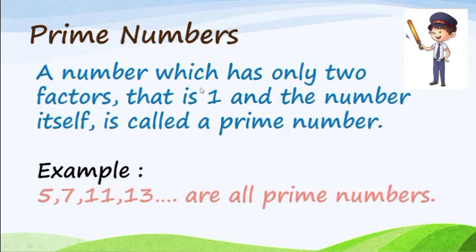So one factor will always be 1 and the other factor will be the number itself. That type of number is known as a prime number. So let us have a look at the example 5.